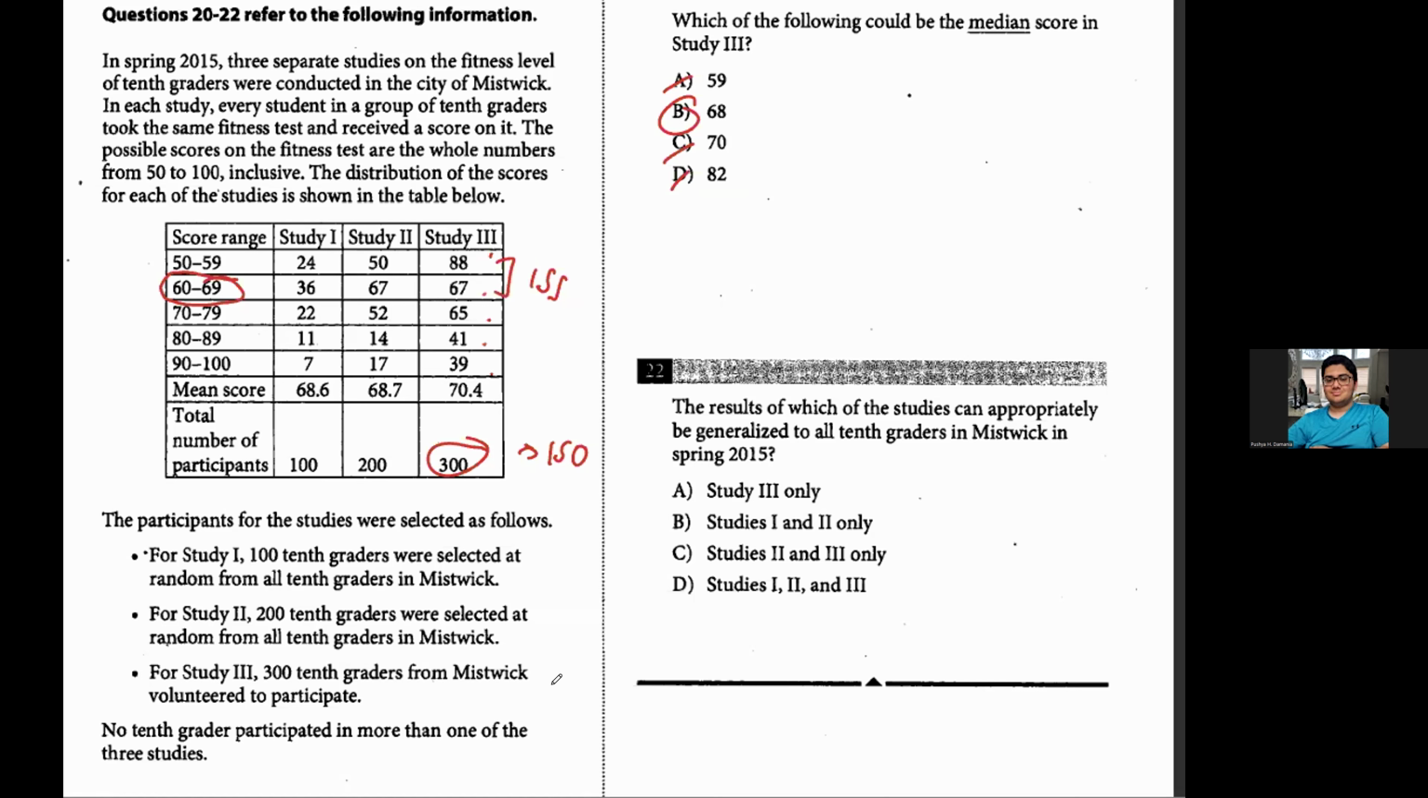And then volunteer to participate. In this case, this is not fine because in general, volunteers are generally more enthusiastic about the study. I guess that's the simplest way to put it. So in this case, the correct answer is B, only studies 1 and 2.